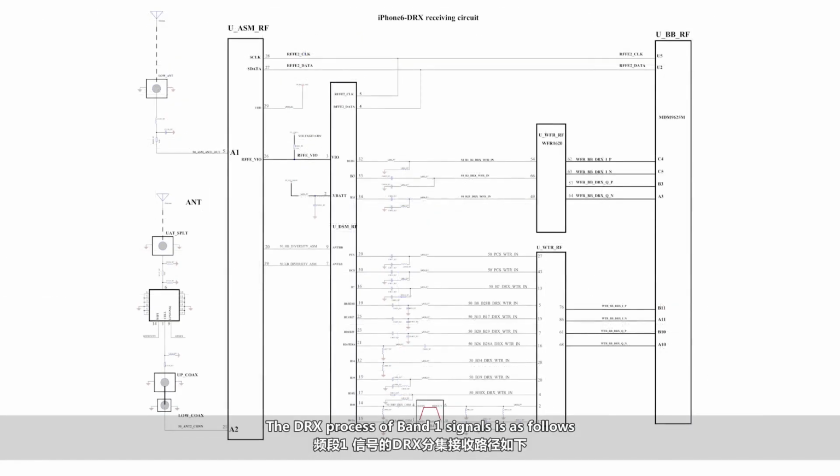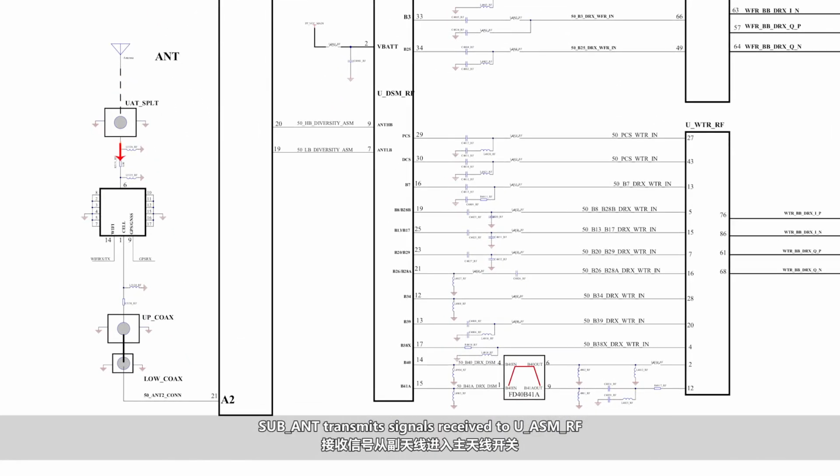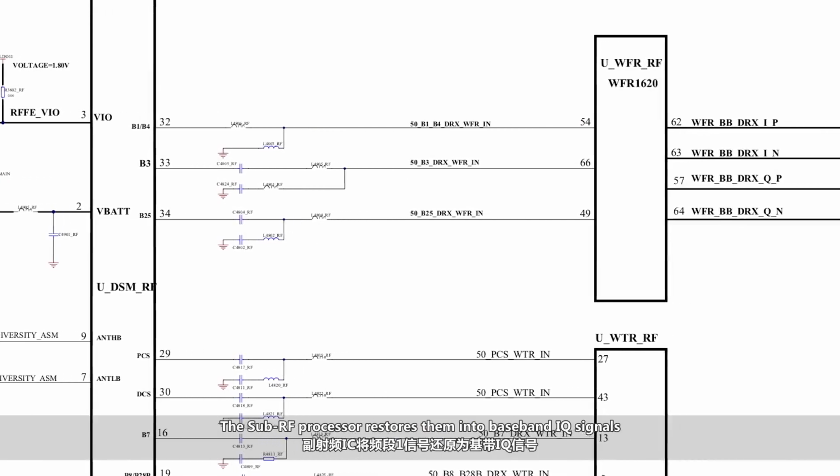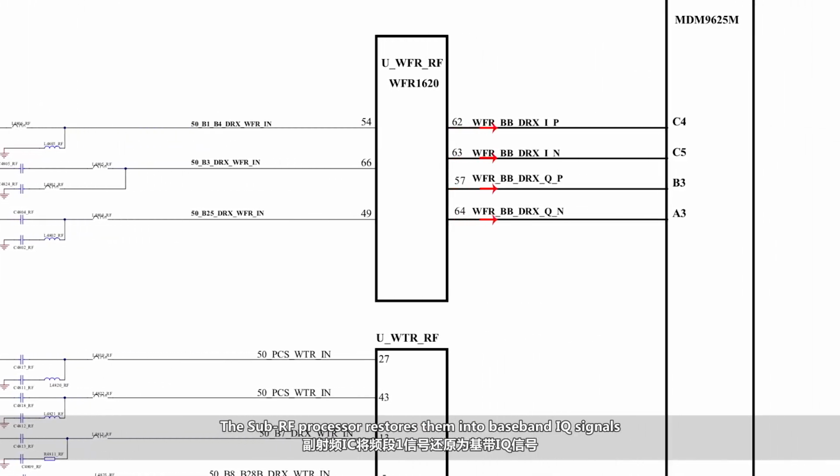The DRX process of band 1 signals is as follows. The sub-antenna transmits signals received to UASN-RF. UASN-RF selects DRX signals from signals received and transmits them to UDSN-RF. UDSN-RF selects DRX signals of band 1 from signals received, and then transmits them to the sub-RF processor. The sub-RF processor restores them into baseband IQ signals, and then transmits them to the baseband CPU for further processing.